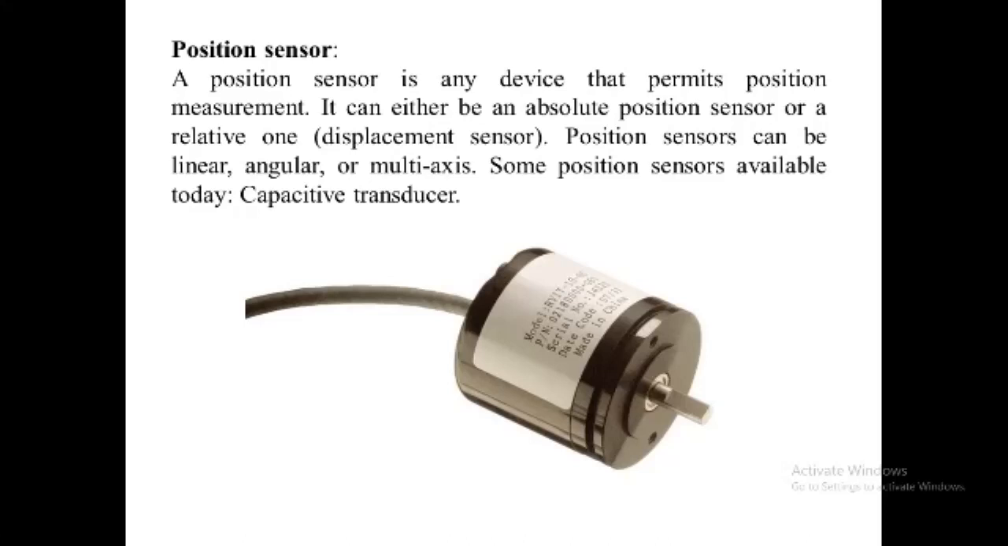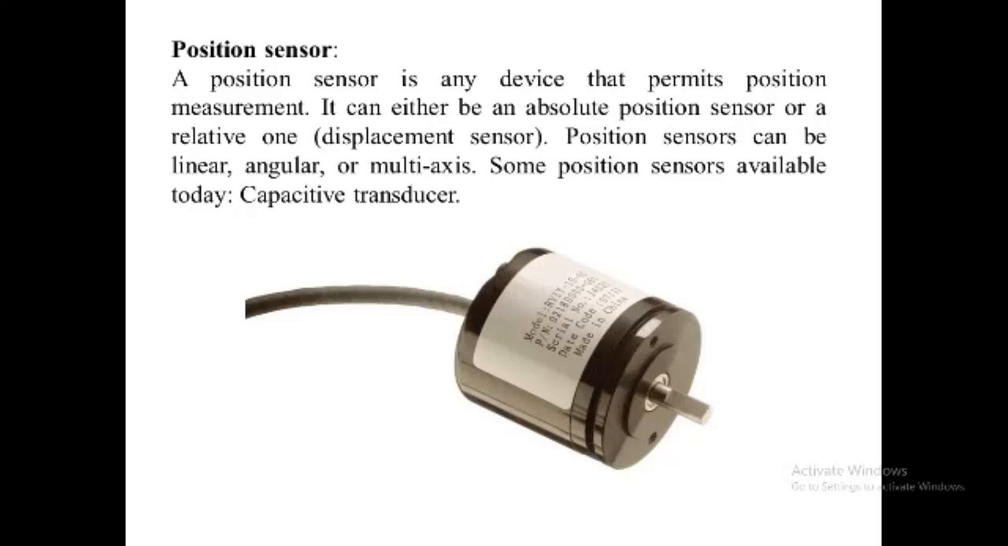An inductive proximity sensor has four main components: the oscillator, which produces the electromagnetic field; the coil, which generates the magnetic field; the detection circuit, which detects any change in the field when an object enters it; and the output circuit, which produces the output signal, either with a normally closed or normally open contact.